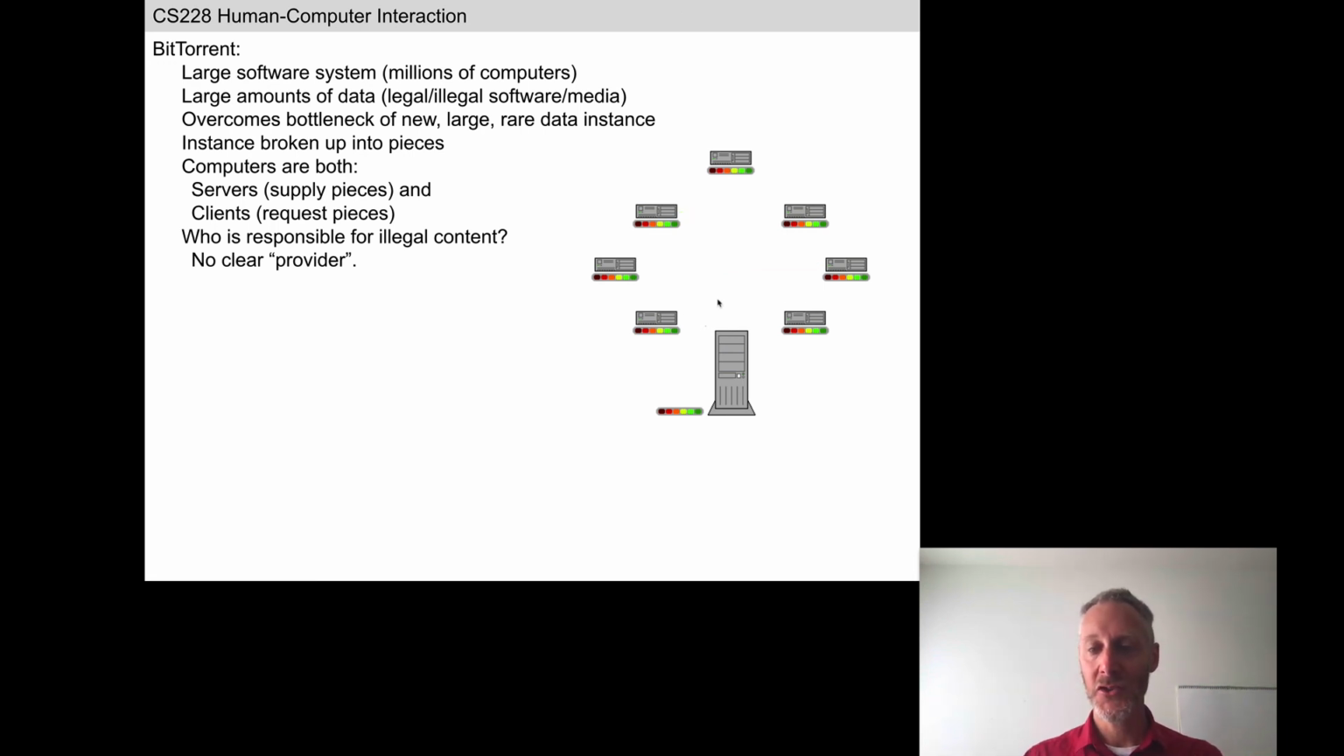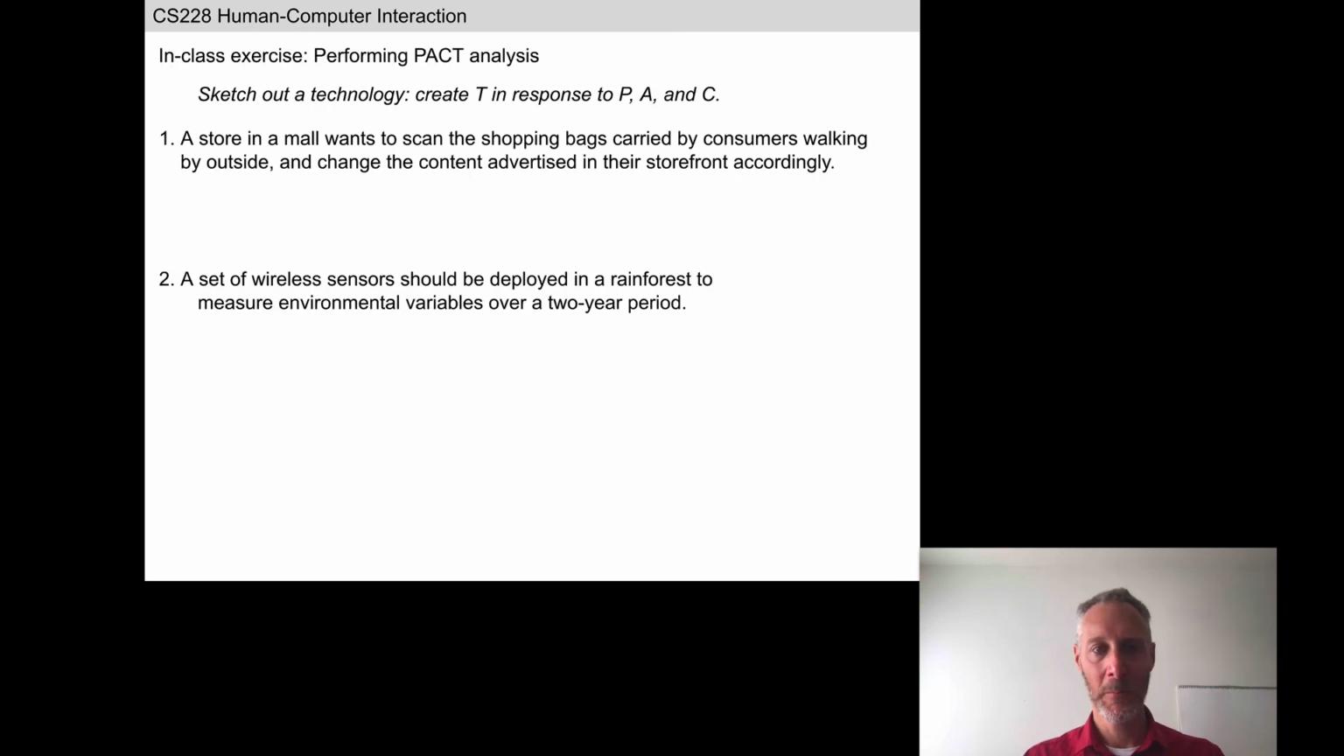They might want to try and trace this illicit activity back to a leak in a particular movie studio. Where is this illicit content coming from? And BitTorrent partially was designed to try and obfuscate or cover up, make it harder for the law to work upstream to find out who caused this to begin with. Okay, it's kind of a fun example, I think.